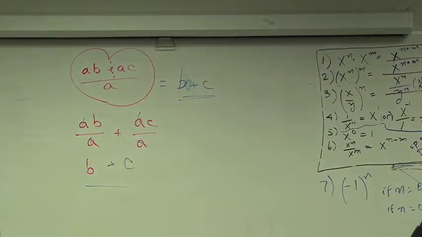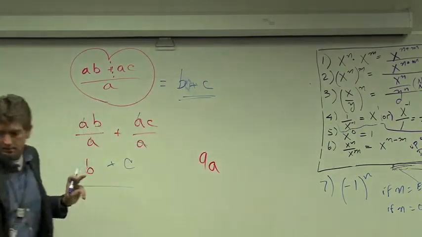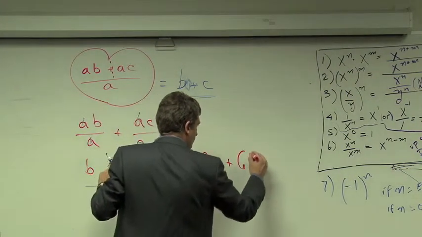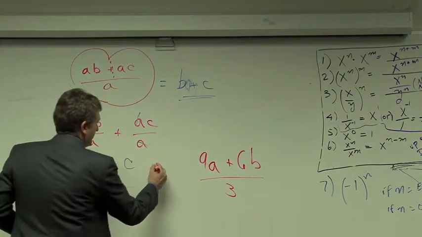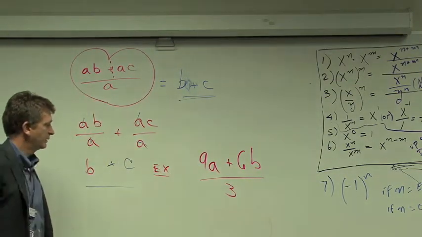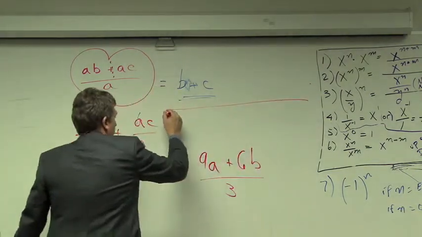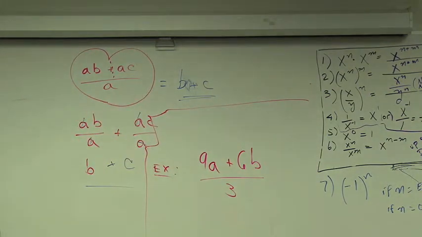Now let's do some with numbers. See if they make any sense. Any questions so far? So here's an example. Let's see if you can do it first. 9A plus 6B all over 3. So here's my first example that's not so symbolic. Make a little box for this guy. Keep that example up there.